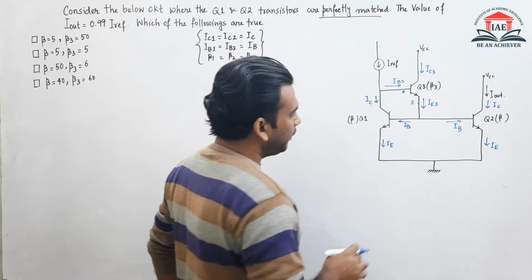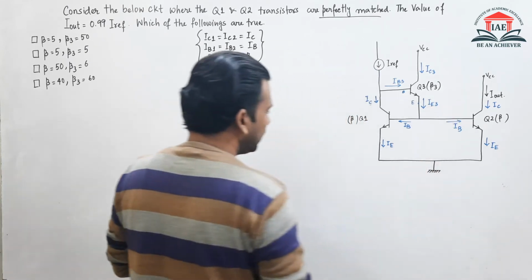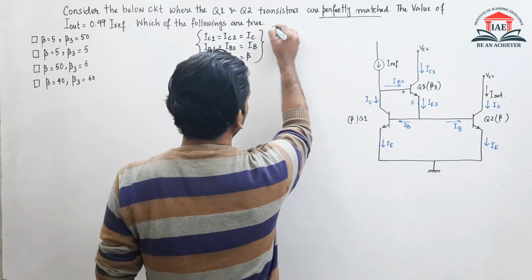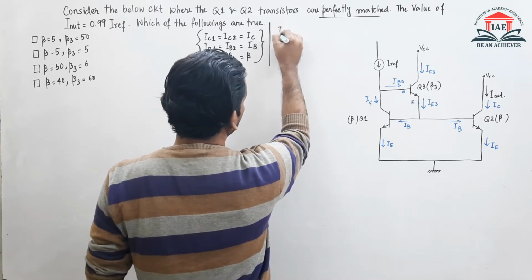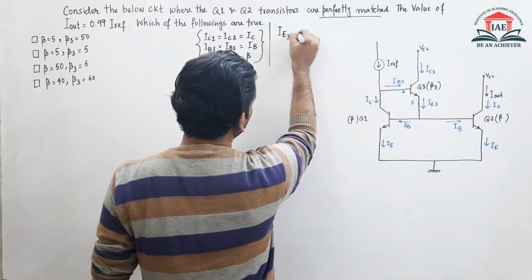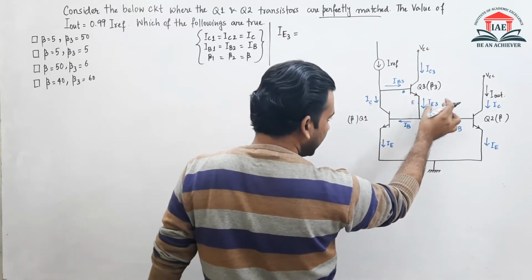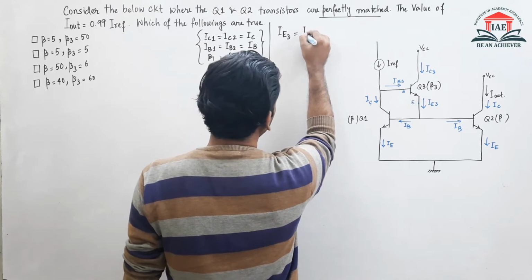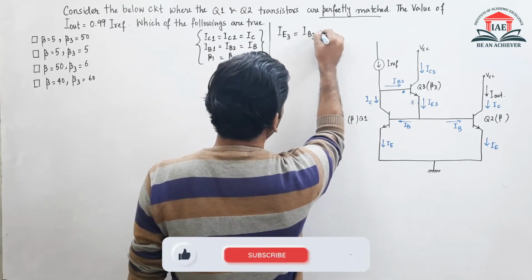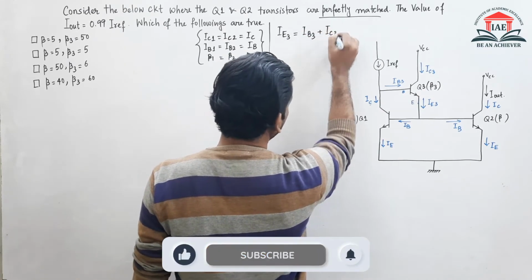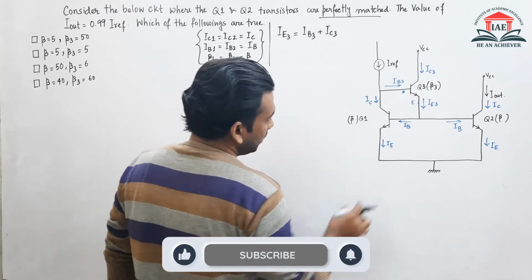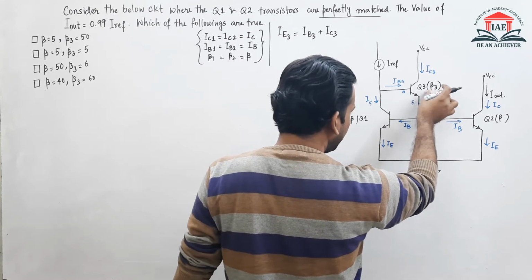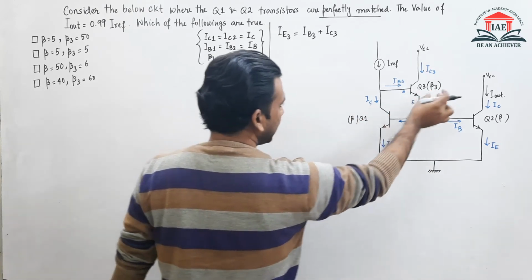Now, let us look at this IE3. What is IE3? IE3 is equal to IB3 plus IC3, I can write. Now this transistor Q3 has its beta 3 given. So if beta 3 is given, beta 3 is denoted.